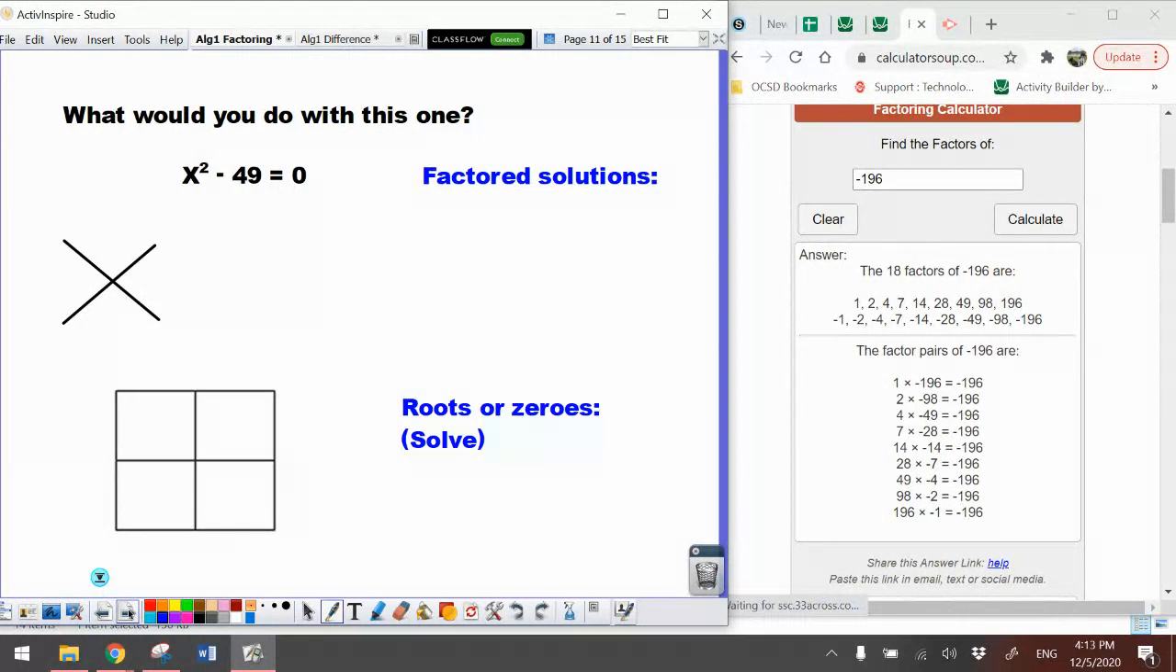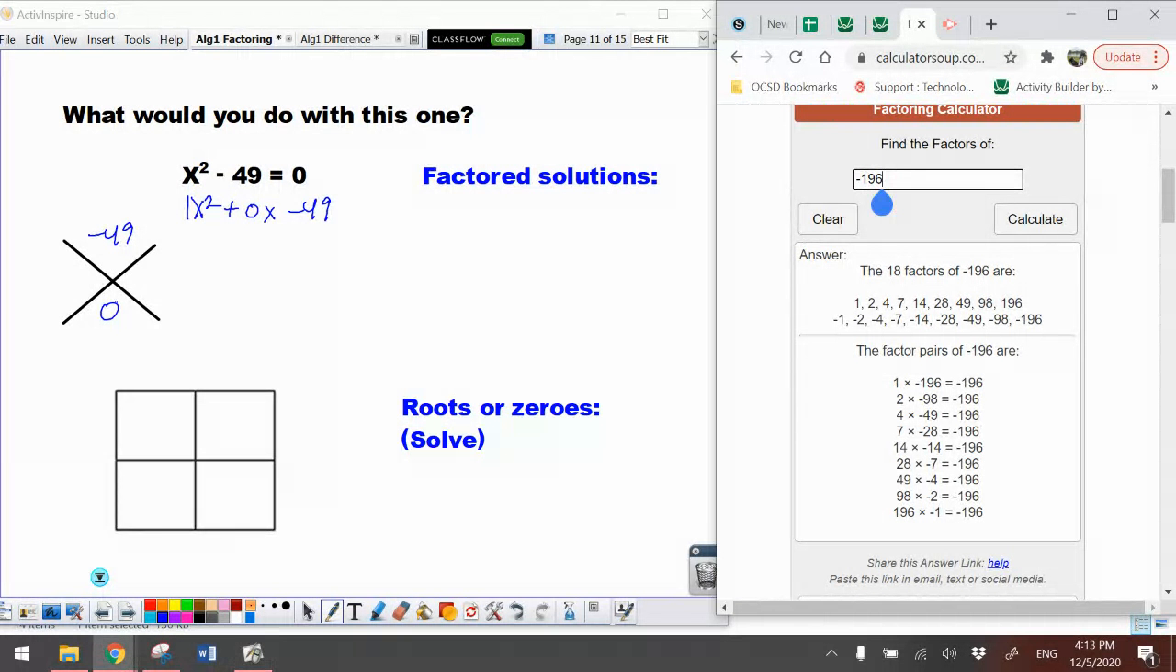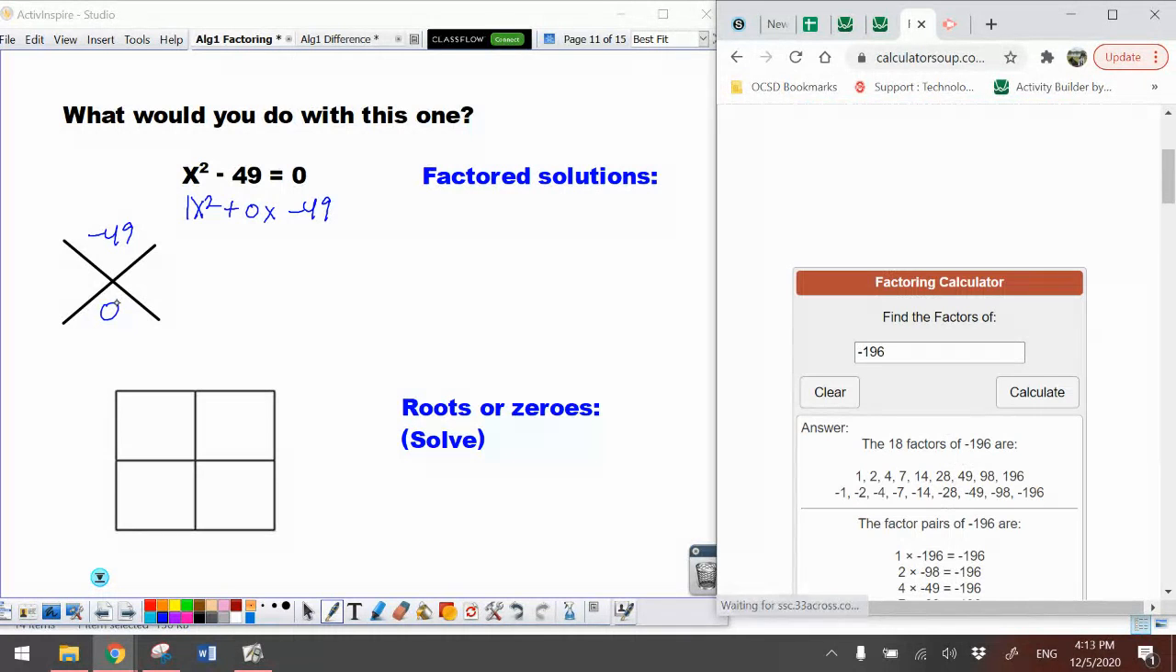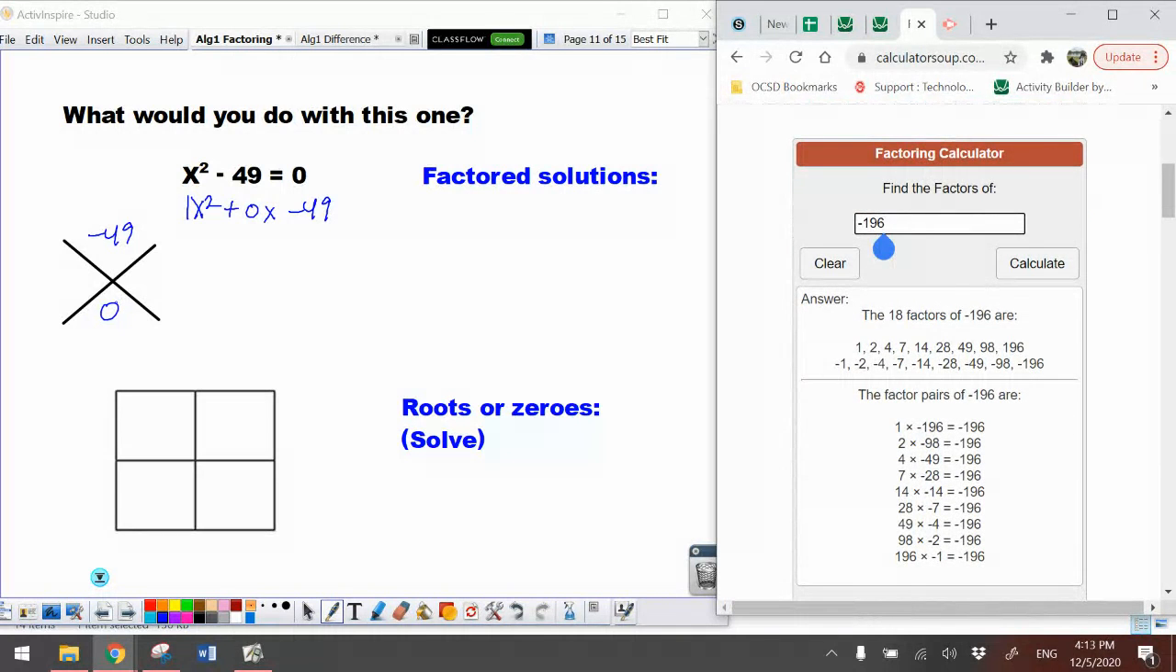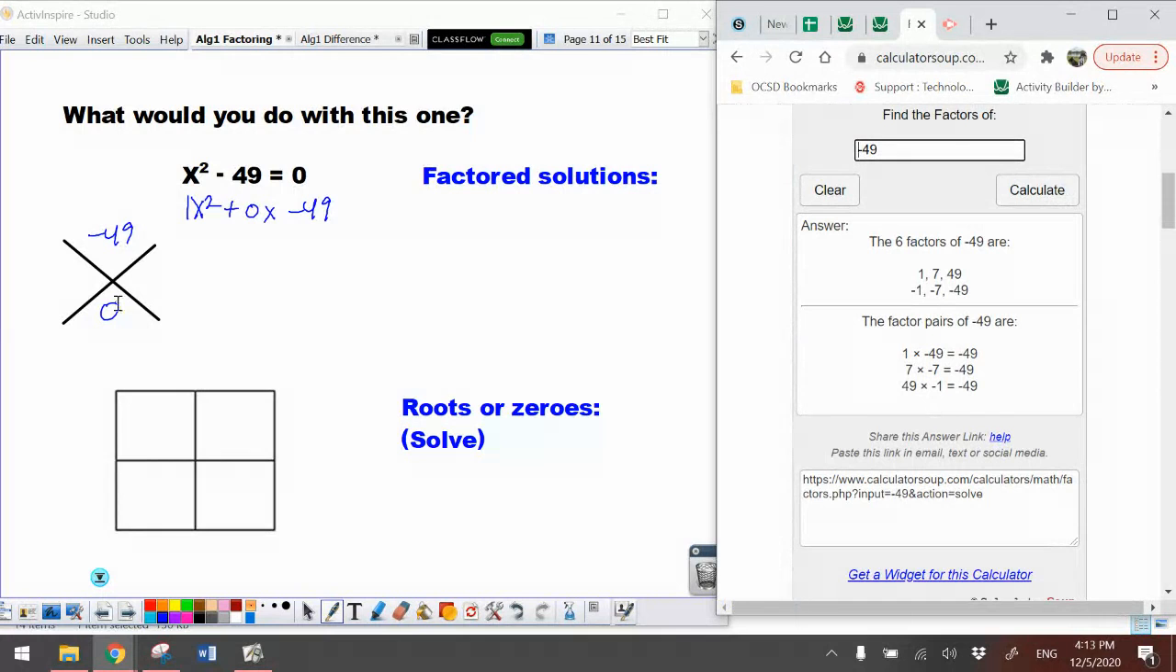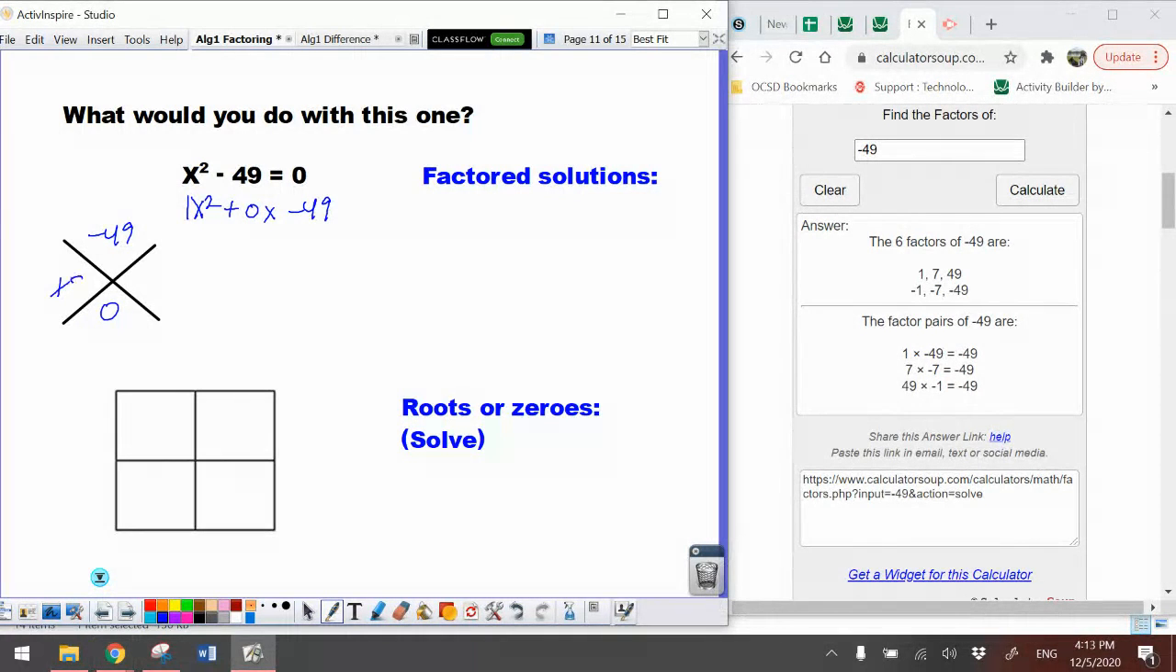X squared minus 49. So again, it's going to be x squared plus 0x minus 49. So 1 times negative 49 and a 0. Well, factors of 49, they have to be the same. So if I put in a negative 49, the only way for me to get 0 is positive 7 and negative 7. So 1x squared, negative 49, positive 7x, negative 7x.